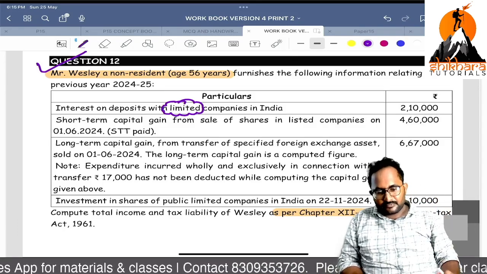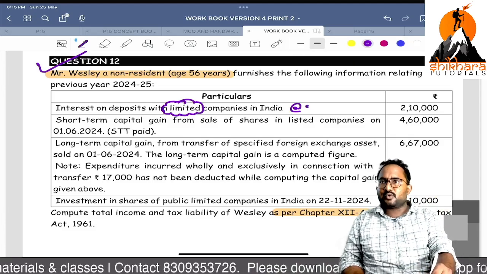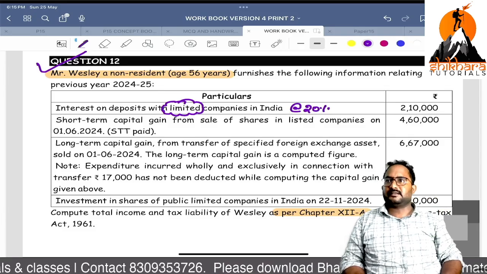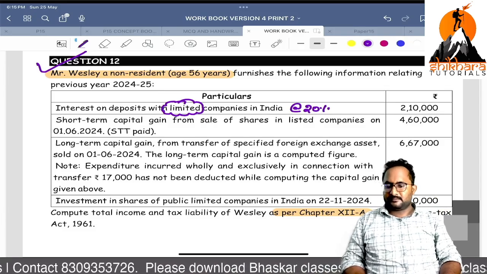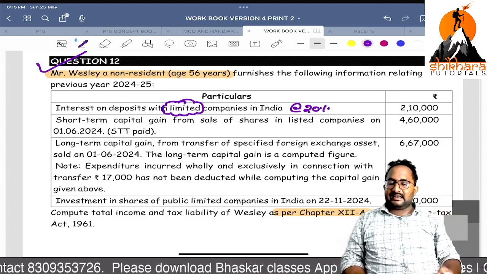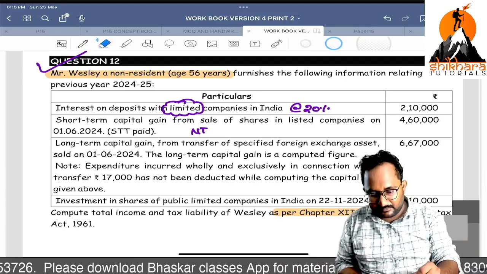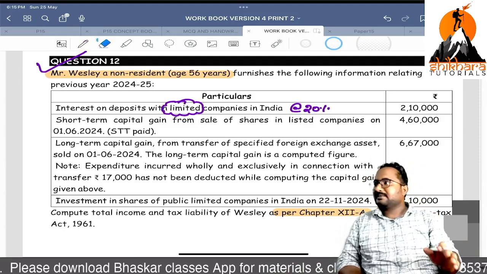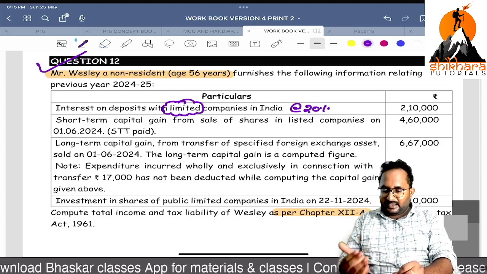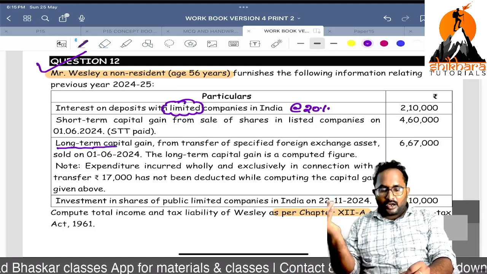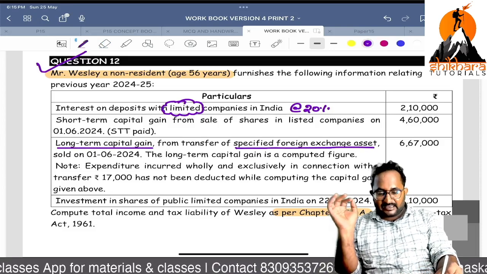Now, the second one, STT. Okay, what is the tax rate we can apply on this, ma? 20%. Investment income related, 20%. Now, short-term capital gain arises. On that, we can apply what, ma? Special tax rate. Remember. Sir, we have a long-term capital gain. Okay, again we can read, ma. Long-term capital gain we got, that is from the transfer of a specified foreign exchange asset.